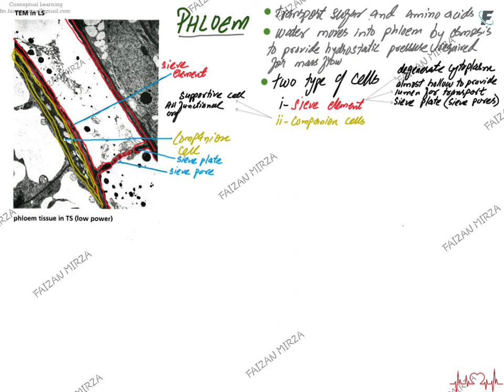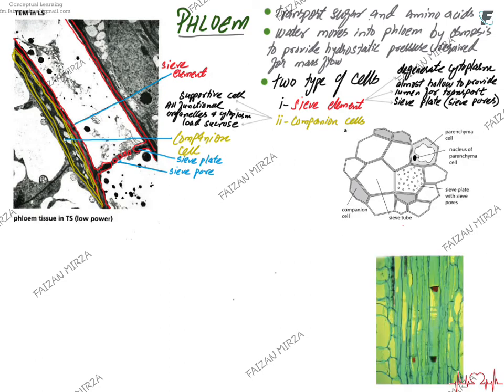Companion cells are supportive cells. They are fully functional. They have all the functional organelles and the cytoplasm that you can expect in any plant cell. So these are the companion cells.